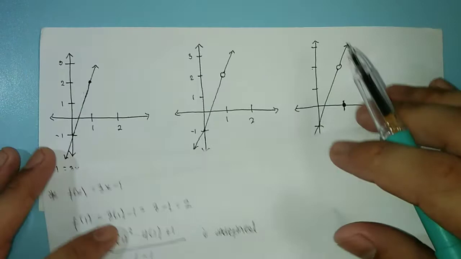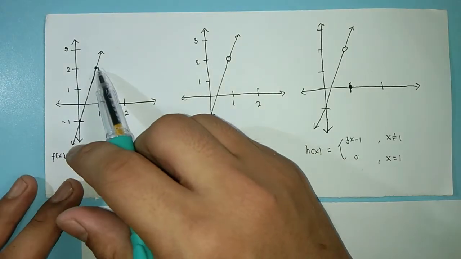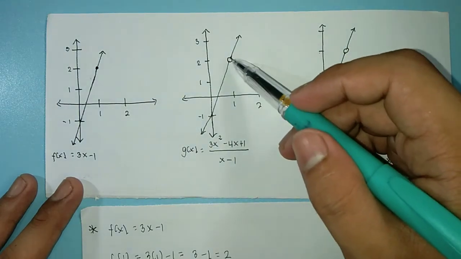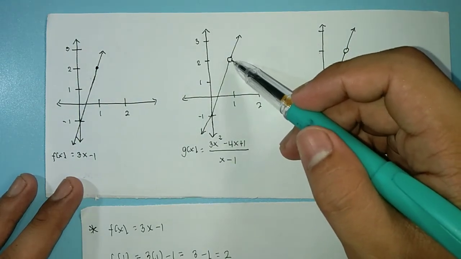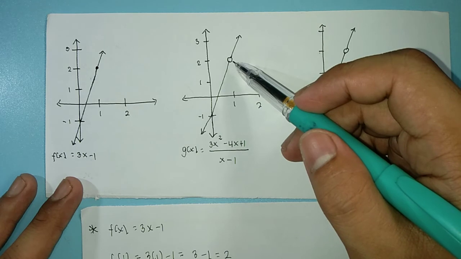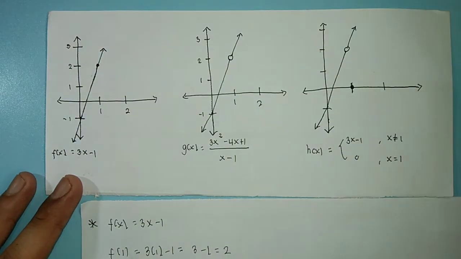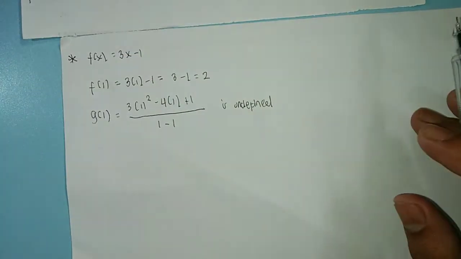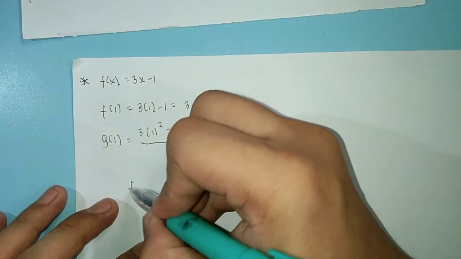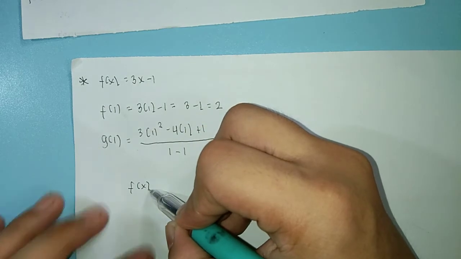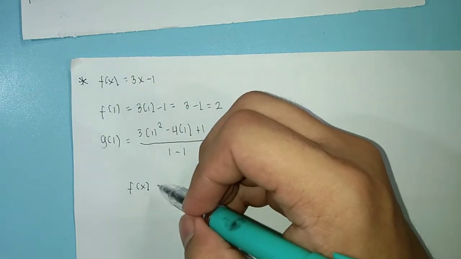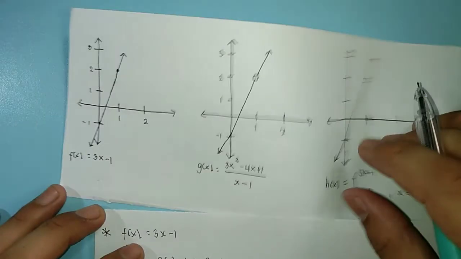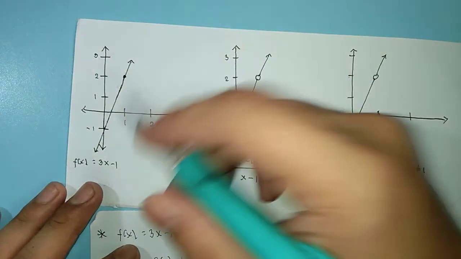So yun yung makikita natin dito sa graph niya, which is f of 1, tuldok siya, ibig sabihin part siya ng graph, pero dito sa g of 1 circle na siya kasi hindi siya part ng graph. So kaya pala, kasi yung g of 1 natin dito ay undefined. Pero kung iisipin nyo, yung f of x ay same sa g of x, tama? Magsa-same yung f of x sa g of x, kung mapapansin nyo na lang sa graph nila, okay?